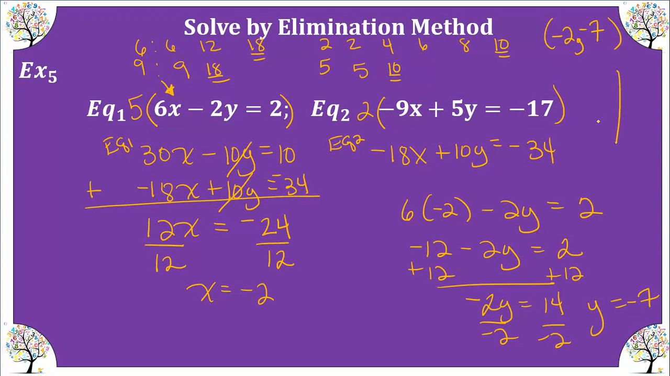So our point of intersection is in quadrant 3 at negative 2, negative 7, and the two lines would intersect here. So I hope this method of elimination helps you.